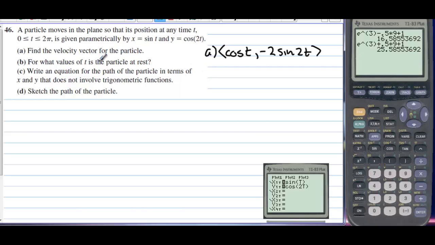Part B, for what values of t is the particle at rest? In order for the particle to be at rest, both the x part of the velocity vector and the y part of the velocity vector must both be 0 at the same time.